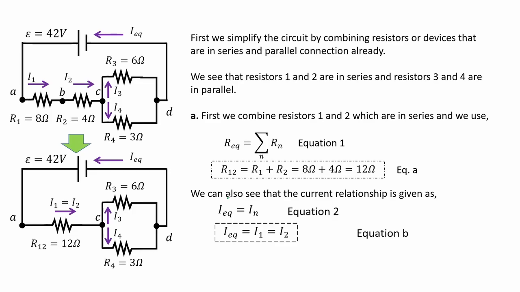First, we simplify the circuit by combining resistors or devices that are already in series and parallel connection. We see that resistors 1 and 2 are in series and resistors 3 and 4 are in parallel.